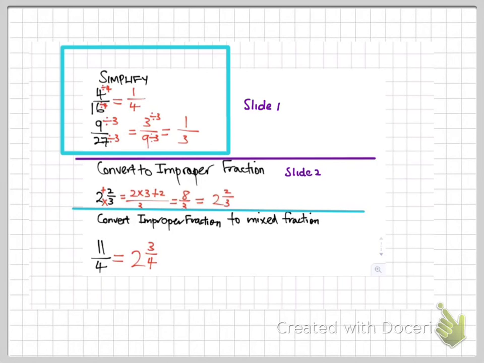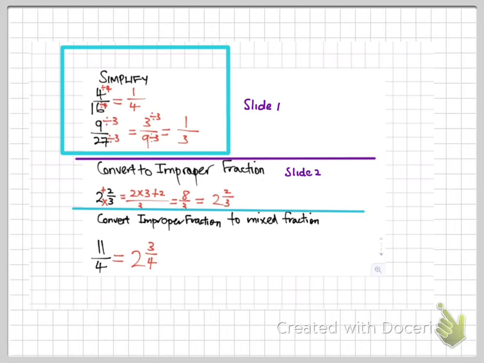Okay, now we move on to slide 2. The question is to convert to an improper fraction, and the mixed fraction I've got is 2 and 2/3. The way we convert a mixed fraction, I multiply the number 2 by the denominator of the fraction, 3. So I get 2 times 3, and then I need to add the numerator. So I get 2 times 3 plus 2, which now becomes my numerator, and then I put that over my denominator, which was 3. 2 times 3 is 6, plus 2 is 8. I get 8 over 3.